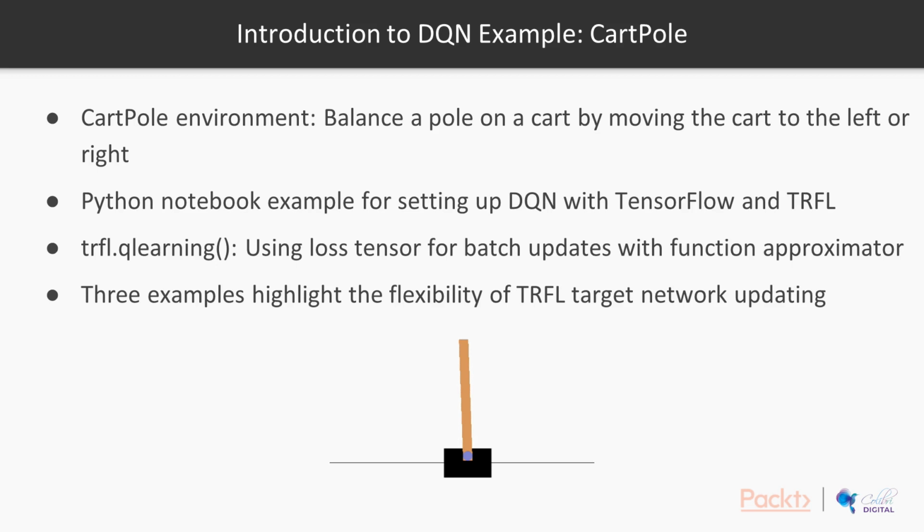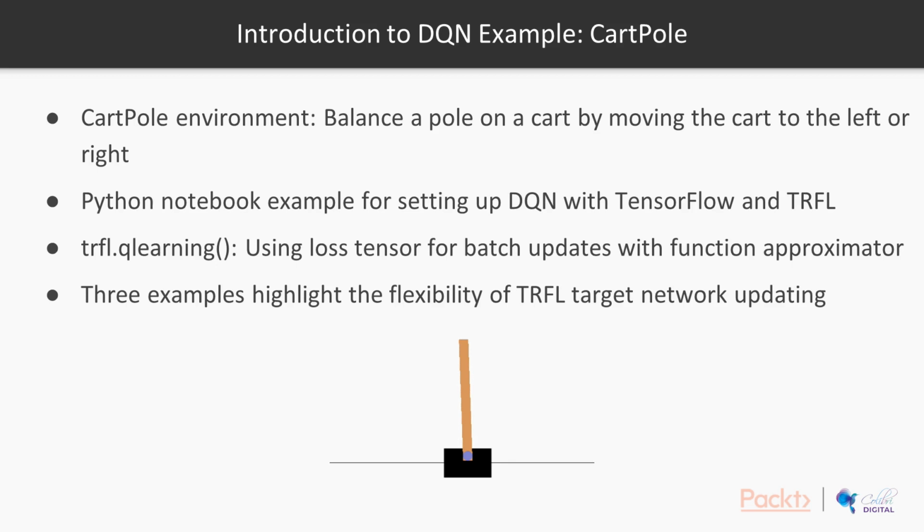We'll use the CartPole environment in the code samples for this section. In CartPole, you try to balance a pole on a cart by moving this cart left or right. If the pole falls below a certain angle, or the cart moves too far left or right, the episode ends. CartPole is considered solved if you can balance the pole for 200 consecutive steps for 100 straight episodes.